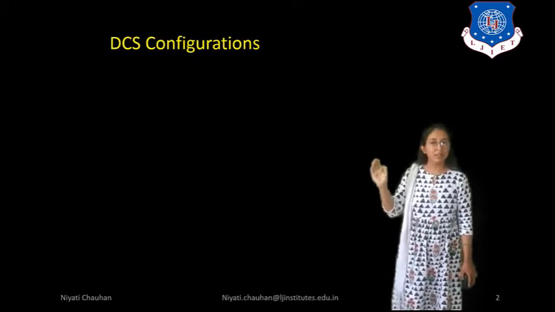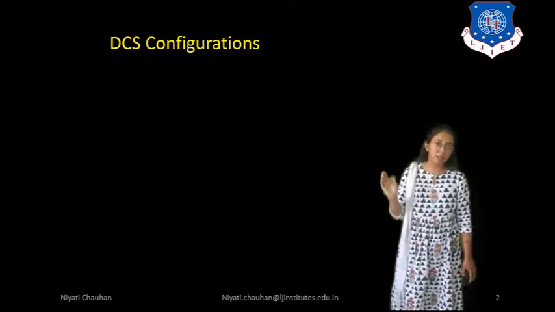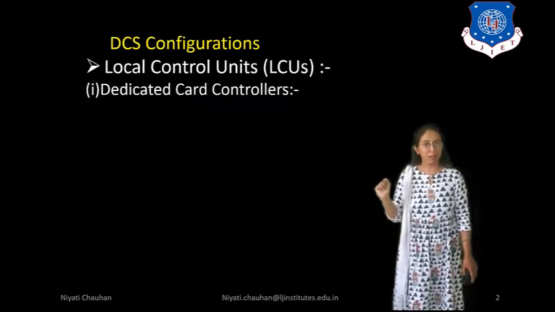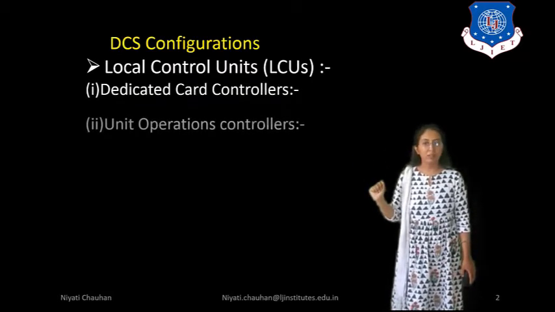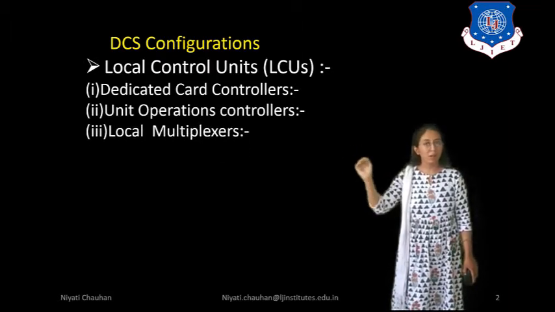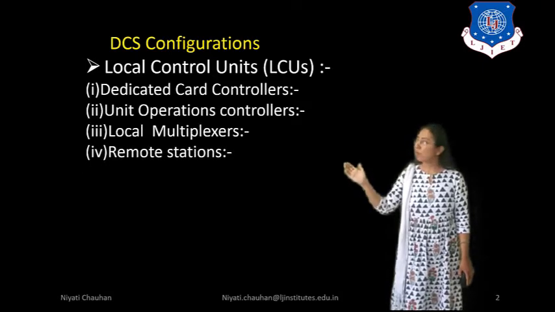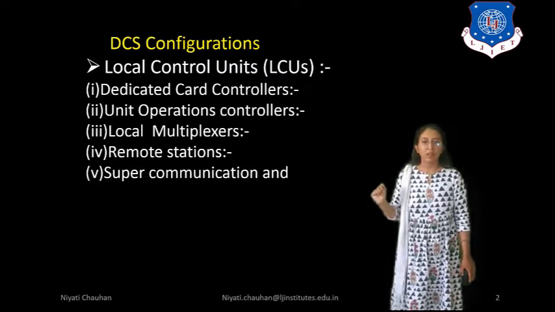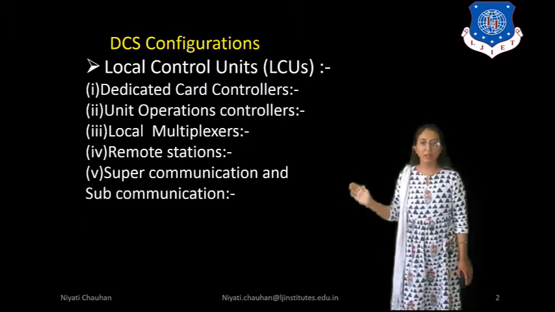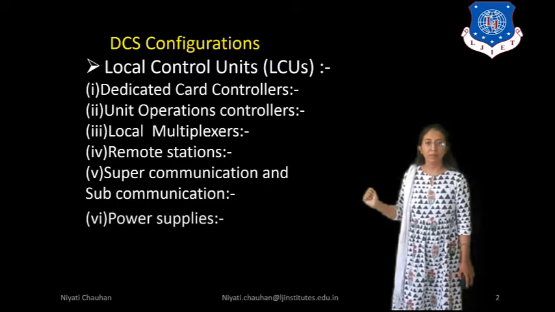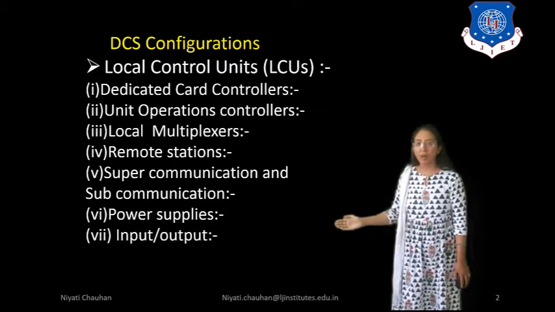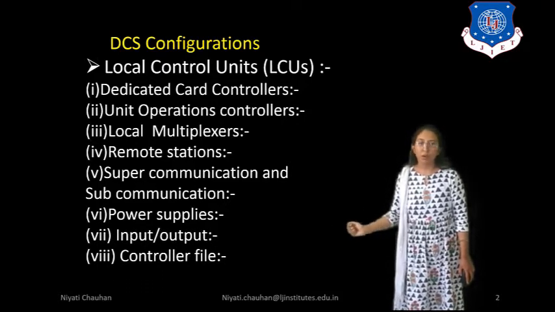We know that in DCS configuration, we have discussed local control units. In the last lecture, I discussed dedicated card controllers, unit operations controller, local multiplexers, and remote stations. In today's session, I will discuss super communication and sub communication and power supplies, then input output and controller file.